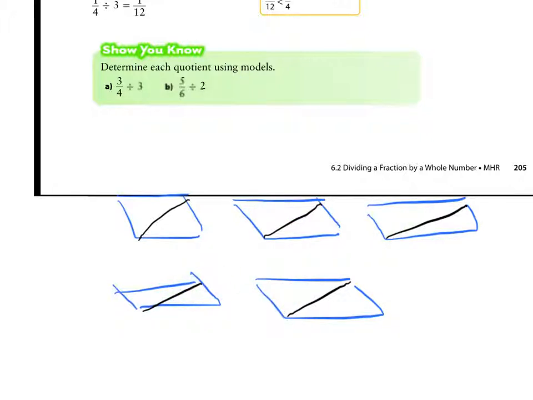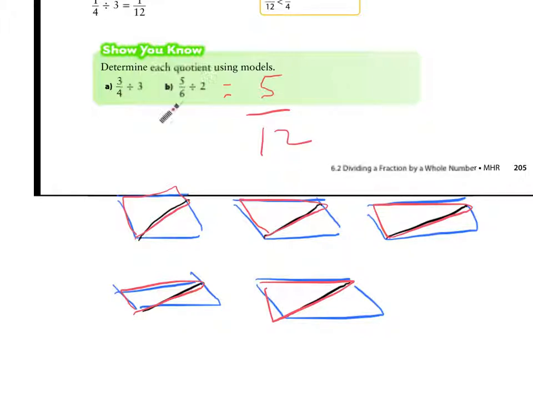So the answer to our question here is 5/12. Because this triangle right here is worth 1/12, 2/12, 3/12, 4/12, 5/12. I made the mistake earlier saying 5/6. Of course, that's the actual original problem. So the answer is 5/12.